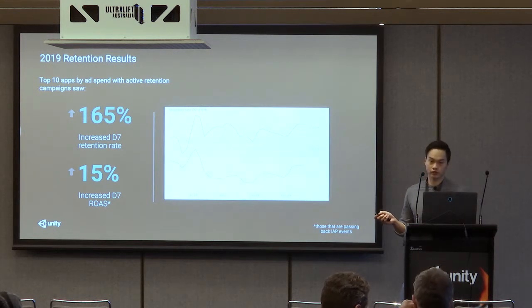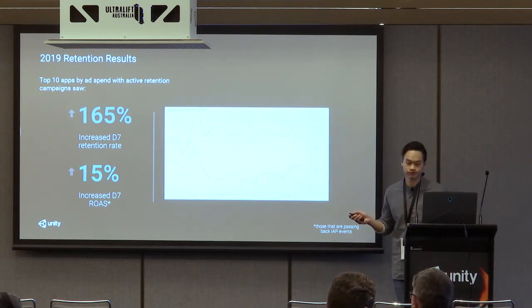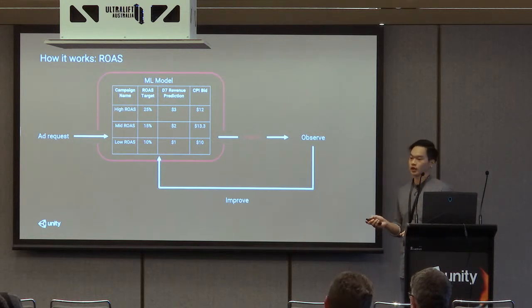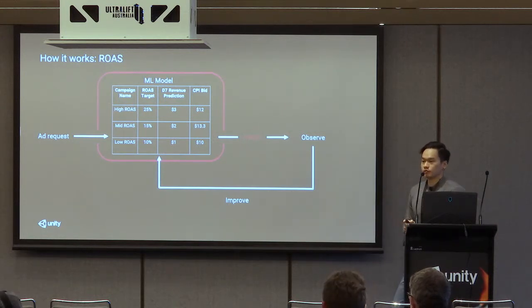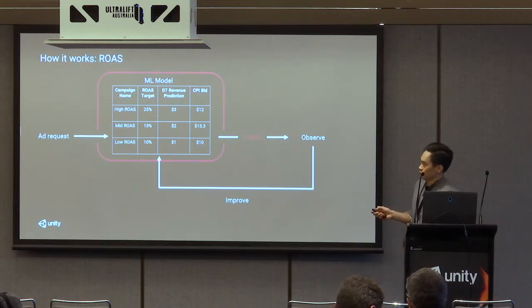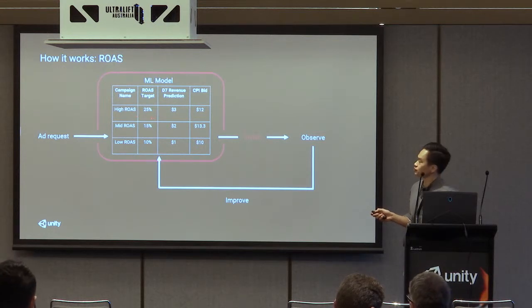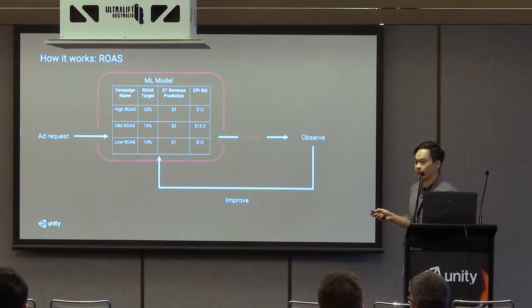Now what about ROAS? How does it work on the back end? It works pretty much the same. The only difference between ROAS and retention is that for ROAS, you will be able to set a percentage of how much you would like the platform to achieve. So for example, you can say, all right, I want the platform to try and help me achieve a return on ad spend of 25%. And the system will then try to optimize for that 25%.